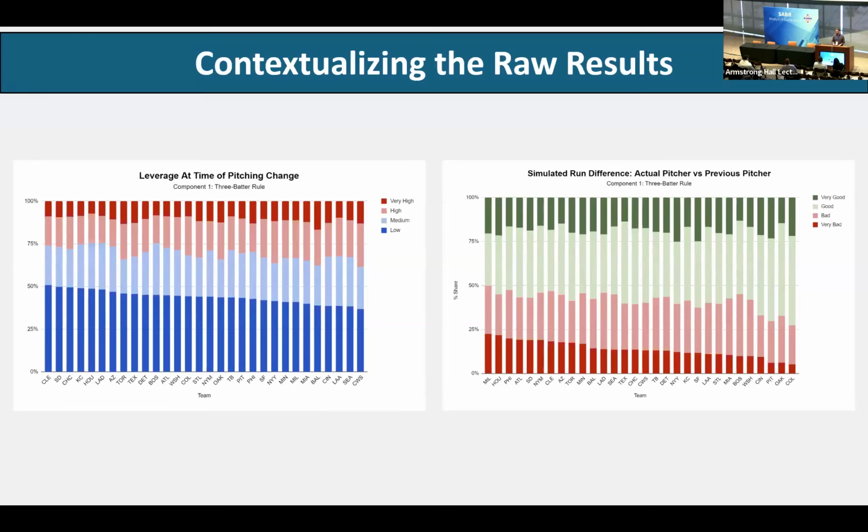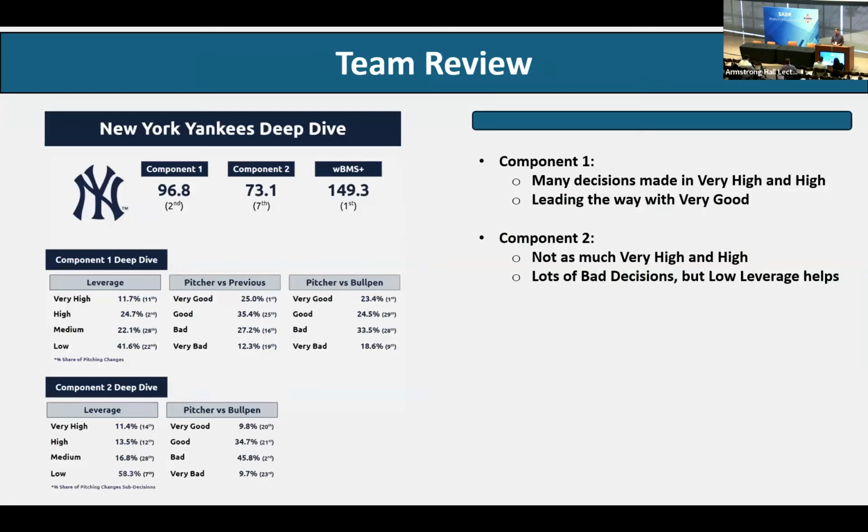And for this example, for component 1, actual pitcher versus previous pitcher, we're breaking down the simulated run difference into percentiles and then binning them into groups of 25%. So very bad would be a pitching change decision that is in the bottom 25% of those, and so on and so forth. So you can quickly compare, okay, Team X has a lot of very bad, a lot of red, a lot of dark red, and a lot of very high and high. So you can imagine that perhaps their score won't be so great.